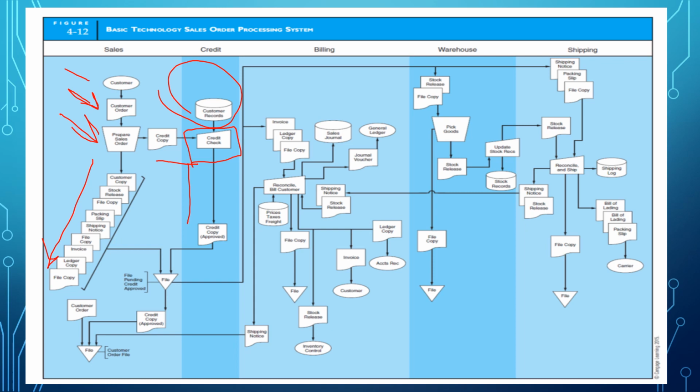By the way, this is what we call a system flowchart. If you notice, we have the department level, we have department illustration, so we know the sales department has this transaction. In the credit department we have this flow of transactions, and then we show the relations.